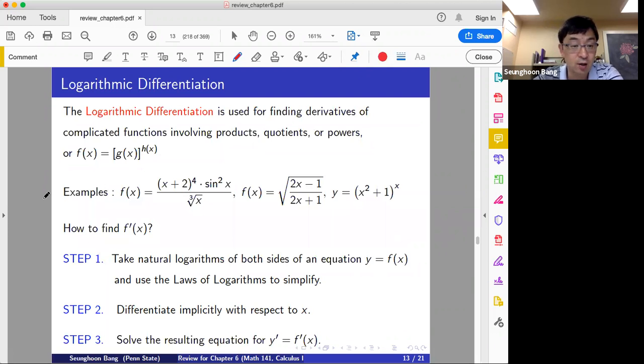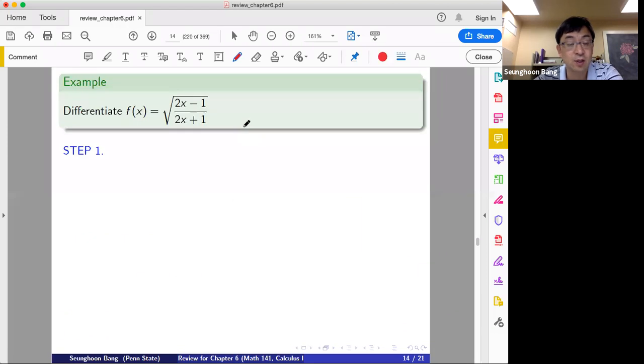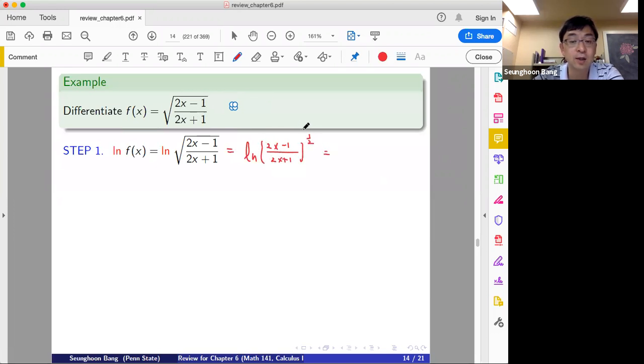So we can try to solve these 2 problems. How can I solve this one? I want to use logarithmic differentiation. It's like the first one. What's step 1? Take ln of both sides, right? F of x equals the square root of 2x minus 1 over 2x plus 1 is given. Take ln first. So this is the same as ln of (2x minus 1 over 2x plus 1) to the power 1/2. The power 1/2 comes down: 1/2 ln of 2x minus 1 over 2x plus 1.